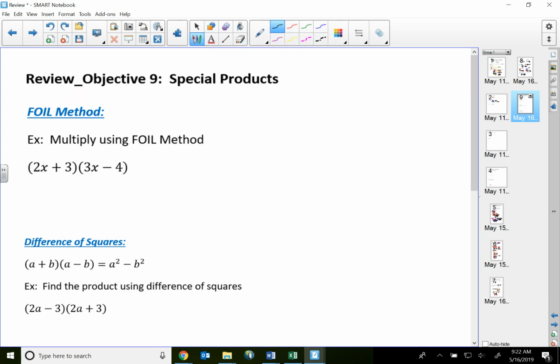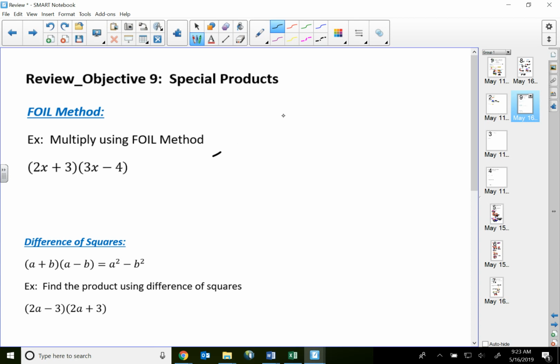As you can recall, the FOIL method stands for first, outer, inner, and last. When we're multiplying using the FOIL method, this method is designed for a two term times two terms. Specifically, it is designed for the two terms in the parentheses to be like terms, just like the 2x is like term with the 3x, positive 3 is like term with the negative 4.